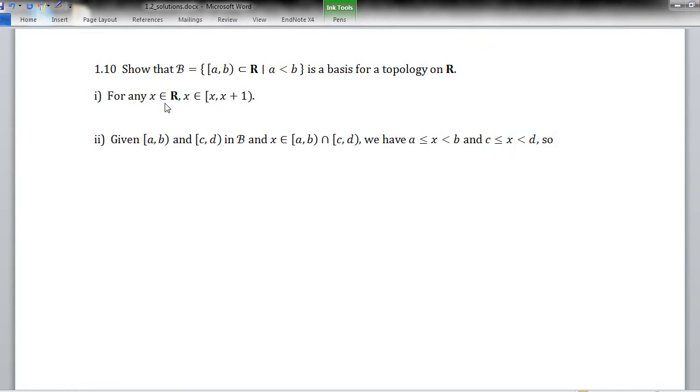And if we put those two together, we get that, in fact, the maximum of a and c is less than or equal to x, and x is less than the minimum of, how about b and d, right? Because x is less than b and less than d, so it's less than the minimum.